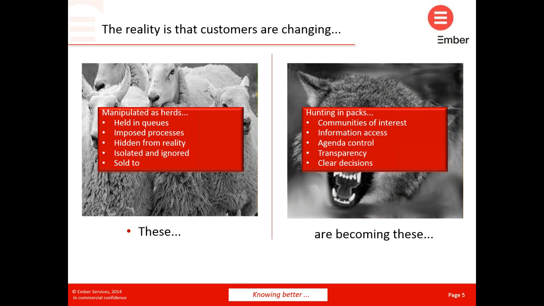They want to know it's not good enough anymore just to say, well, that's the way we do it. It needs to be, well, why do you do it this way? Let's look for different ways of doing it. And they need to understand the decisions we're making from both a commercial and a customer experience perspective.